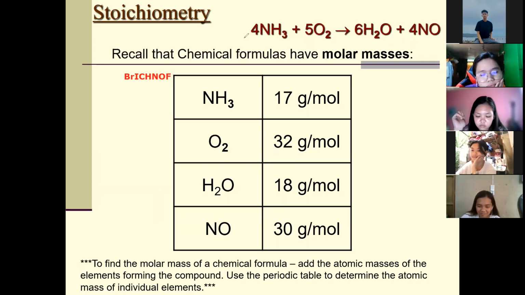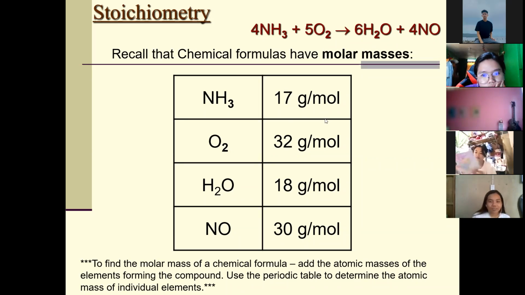Now, we don't see these numbers in the chemical formula, but we can solve for the molar masses. And I believe you are very much familiar with this. We will just identify the number of atoms and then multiply each of them by their atomic weight. You can see that in the periodic table. And then you add everything. So just like in ammonia, you have there, let me write on the screen.